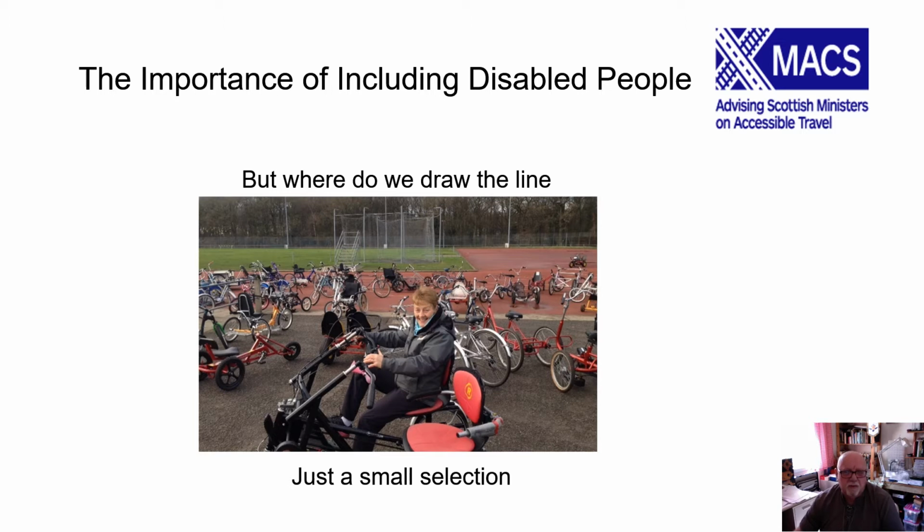But for cycling, where do we draw the line? Because as you can see from the picture, there is a whole morass of adapted cycles that are available. And the picture that you see in the slide only shows a few of them. So, you have to decide by engaging with your clients what their requirements are, because I would suggest that it's nearly, if not probably, impossible to have an adapted cycle of every type that is on the market. It's just impossible.